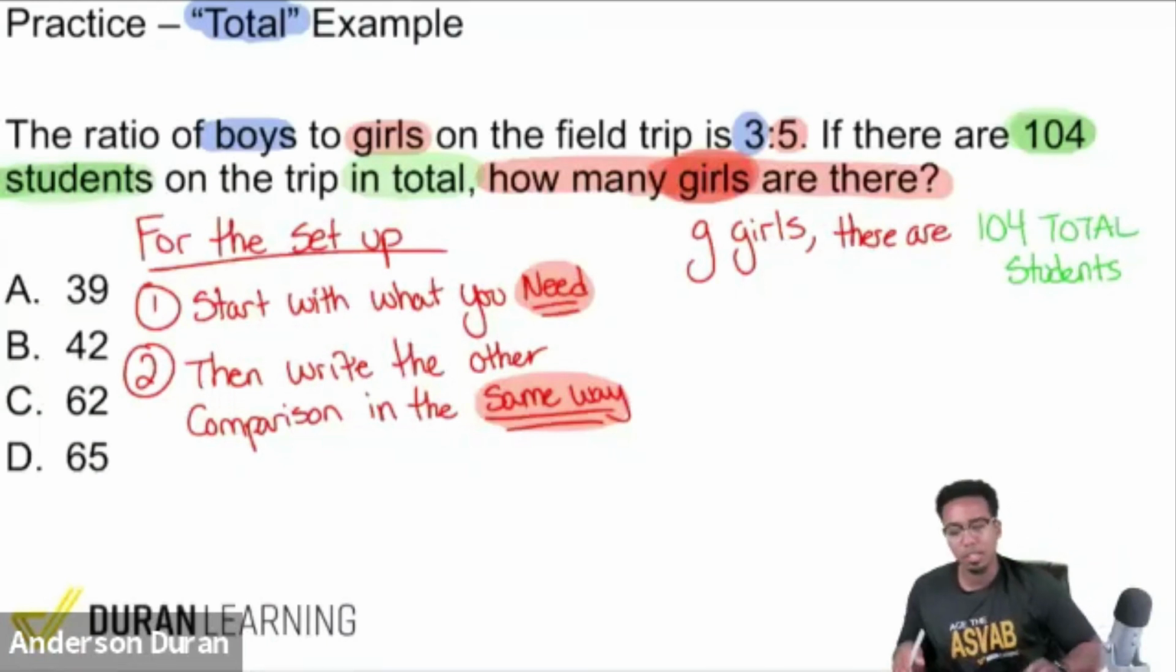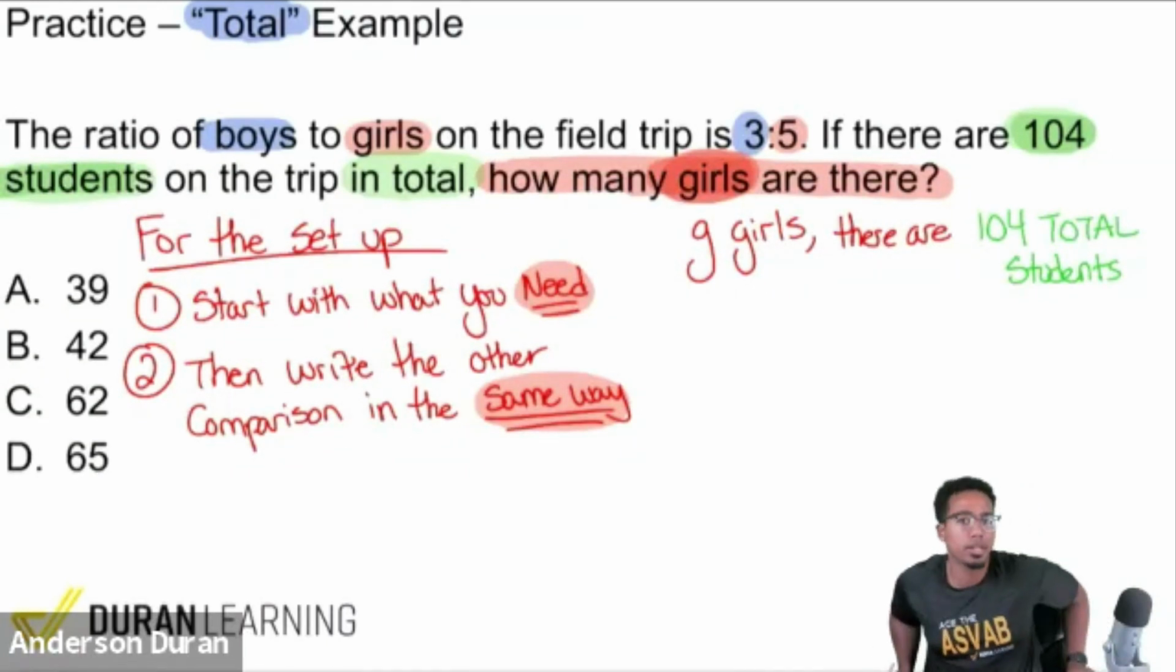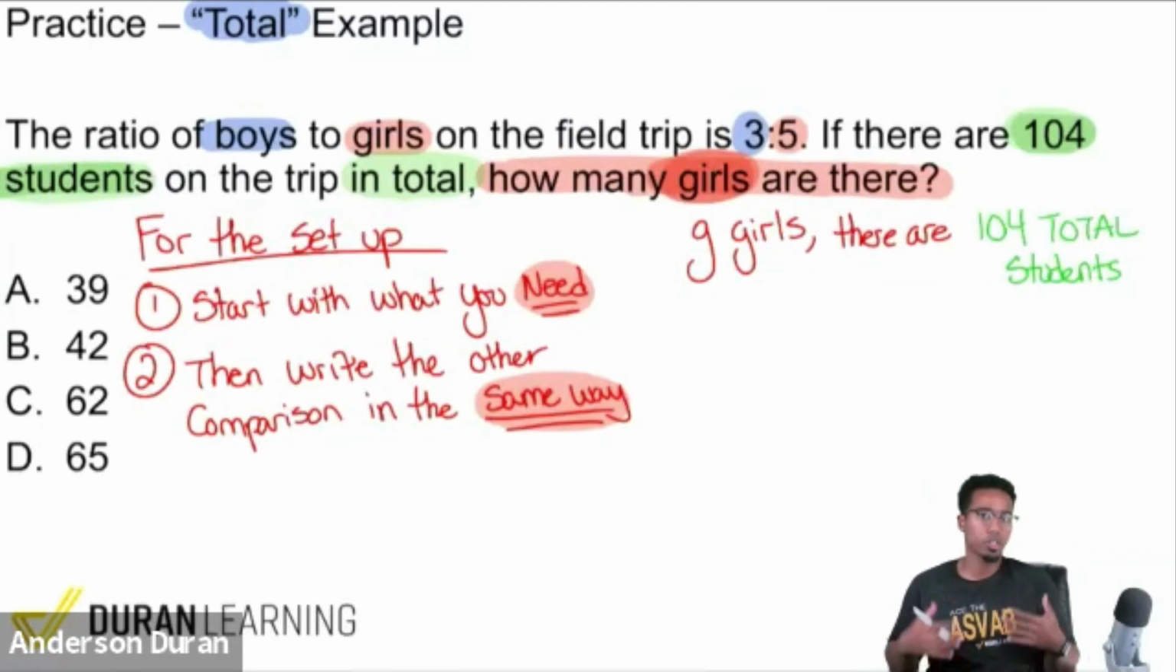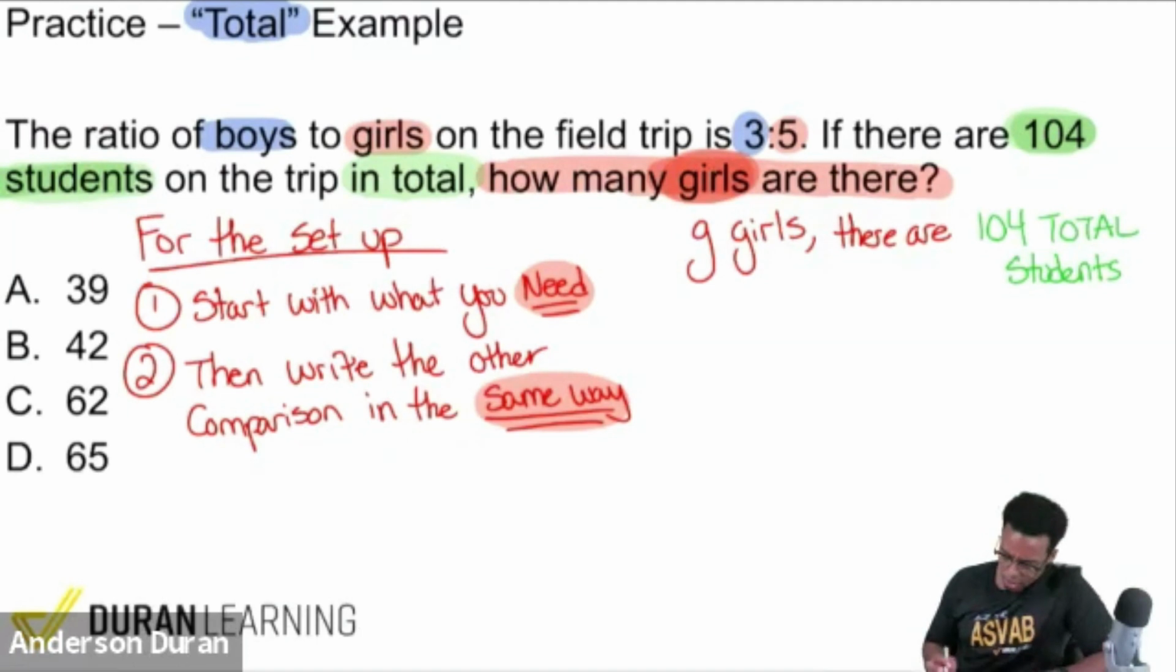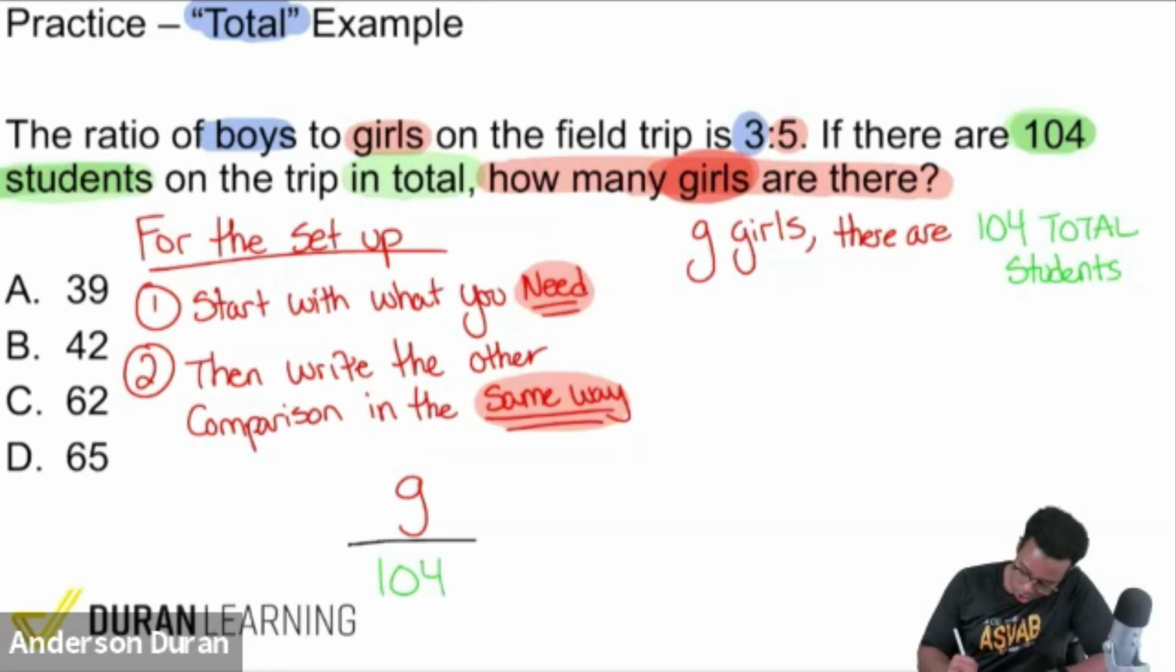So let me really make this make sense, guys. Let me actually show you what's going on. If I wanted to make a proper proportion to actually be able to use this, let me walk you through. I got you. So over here, I'm going to set it up. G over 104. So remember, everybody, G represents girls and 104 represents total.